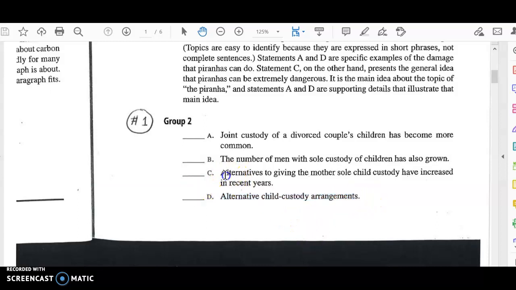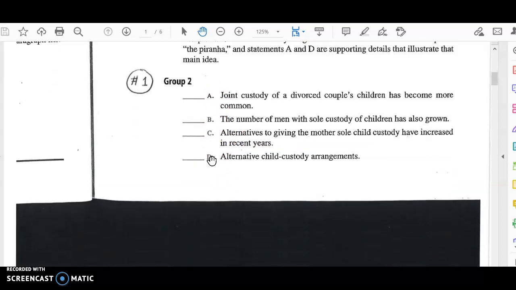And then our main idea for this one would be C. Alternatives to giving the mother sole custody have increased in recent years. We can tell that's the main idea for a couple of reasons. One, we have this list word right here, alternatives. That lets us know that the author is about to list something, which they're going to list the alternatives to giving the mother sole child custody. We also know C is the main idea because B and A are specific examples of alternatives to giving the mother sole child custody, while C is a general statement about alternatives to giving the mother sole child custody. So this would be our topic here, D. C would be our main idea, and then A and B would be our supporting details.